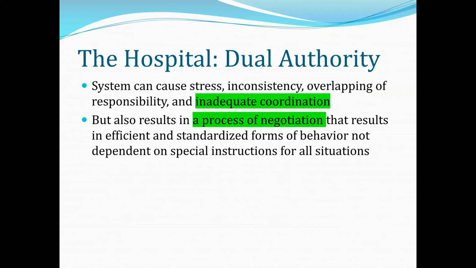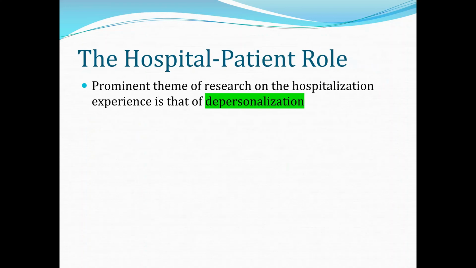The system can cause stress, inconsistency, overlapping of responsibilities, and inadequate coordination because of the varied health professional groups involved in this whole process. Right? But it also results in a process of negotiation that results in efficient and standardized forms of behavior, not dependent on special instructions for all situations. Right?